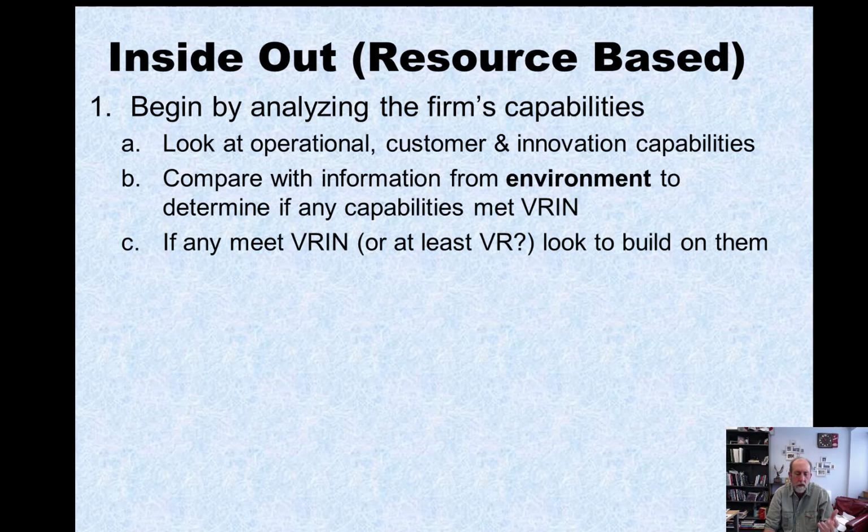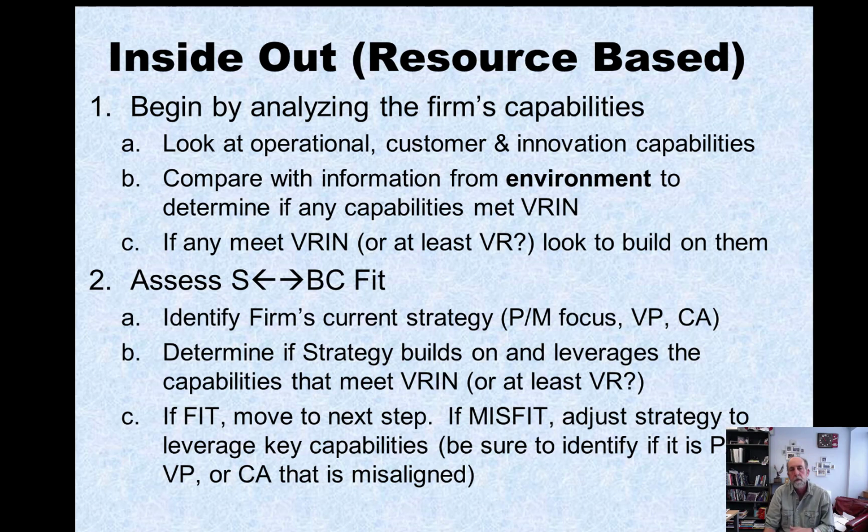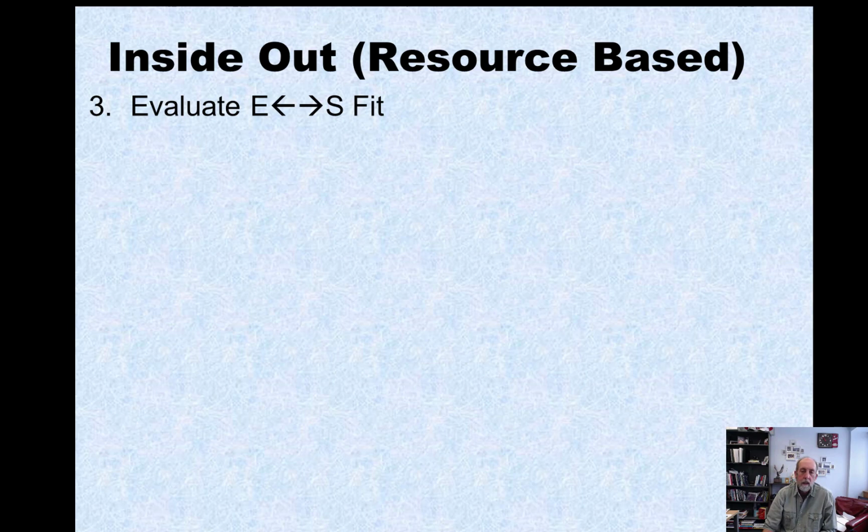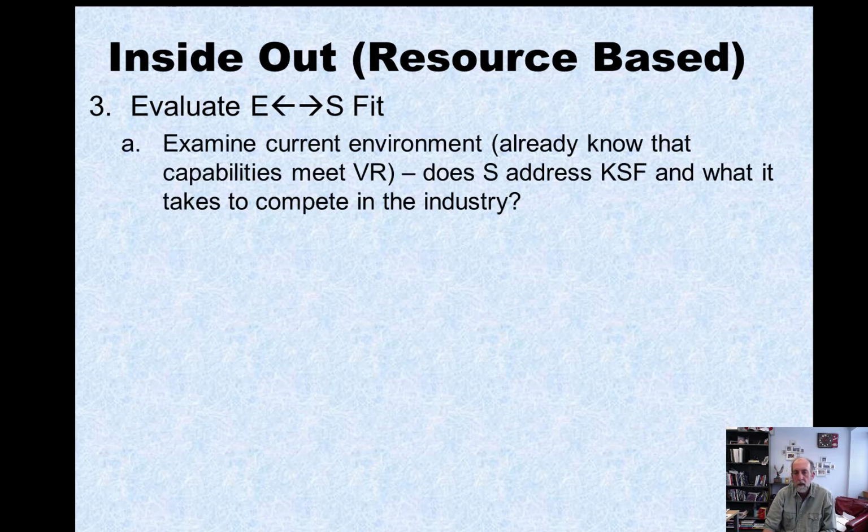If they meet VRIN, or maybe at least valuable and rare for a temporary advantage, you look to build on them. Then you move to the strategy and you say, does the product and market focus, does the value proposition, do the core activities build on and leverage the capabilities that met VRIN, or at least valuable and rare from your earlier analysis? If they do, you're good and you can move on to the environment. If they don't, then you need to adjust the strategy to make sure they do leverage the key capabilities. Now you're over to the environment strategy fit.